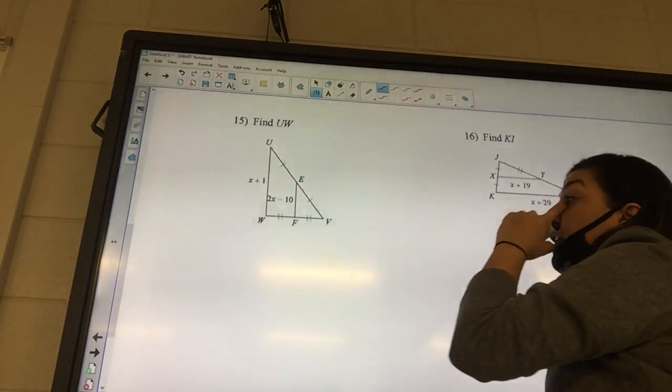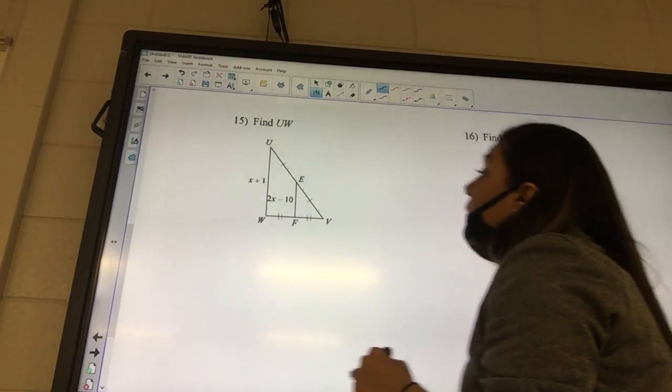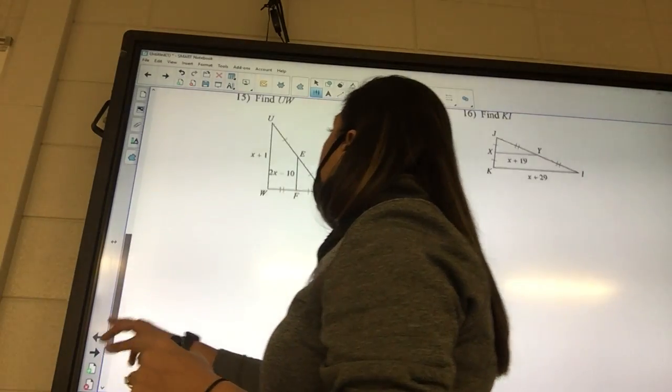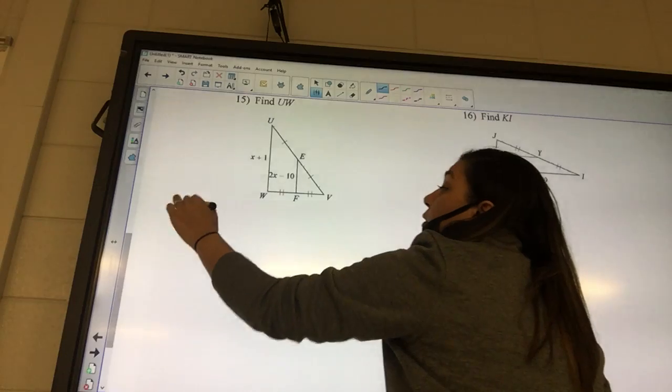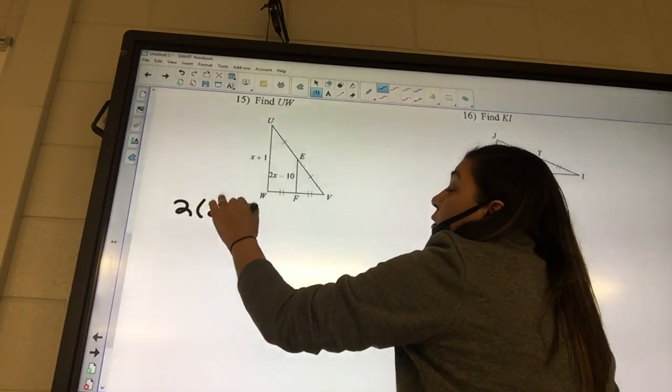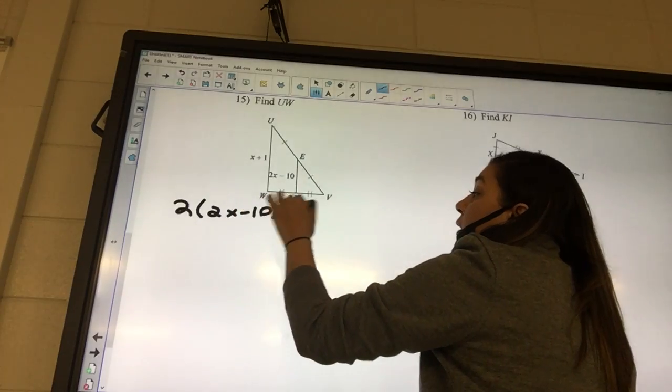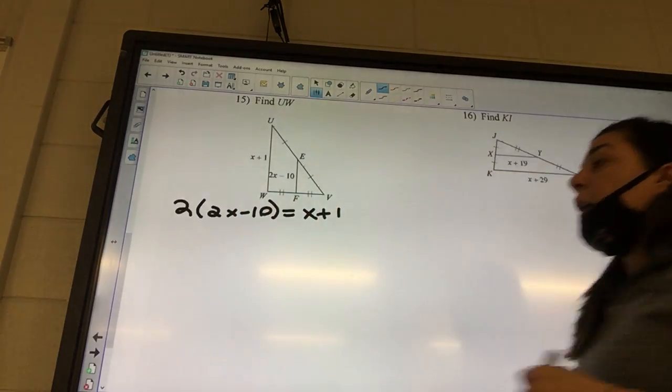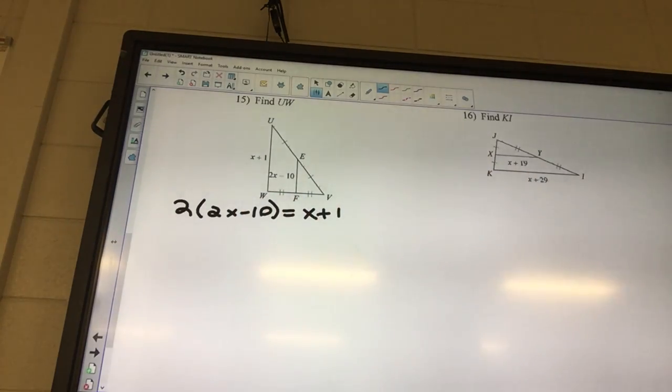Okay, this one says find UV. Okay, so we got 2 times the small, which is 2x minus 10, equals x plus 1. Now, I know some of you guys are going to be tempted to put that 2x minus 10 as the big one, okay, but it's not. Don't just think because the numbers are bigger that it counts for the big one.